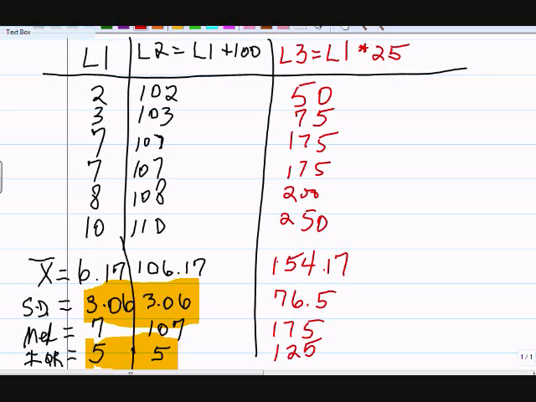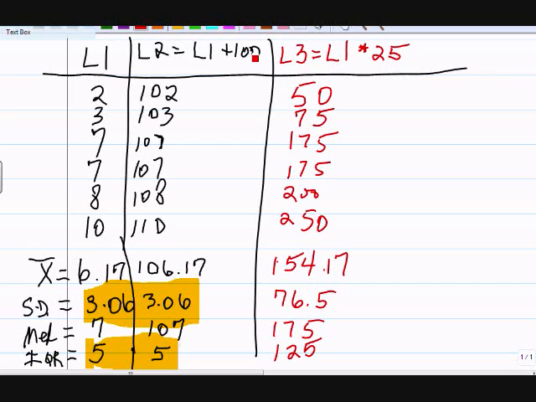2 is 1 away from 3, but 50 is 25 away from 75. 3 is just 4 away from 7, but 75 is 100 away from 175. So these numbers in list 3 are certainly a lot more spread out than they were in list 1 by multiplying.